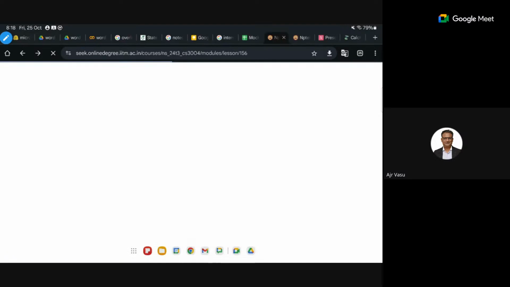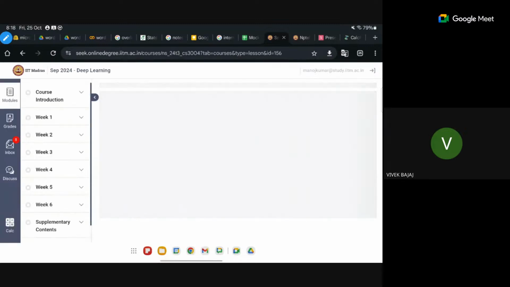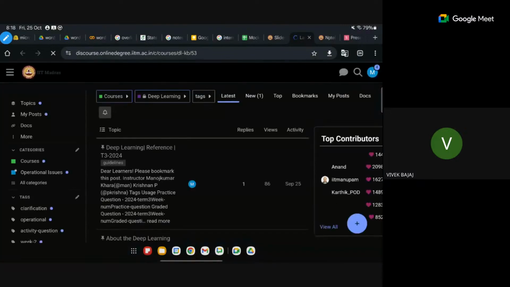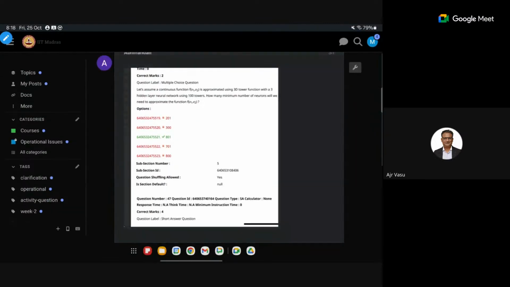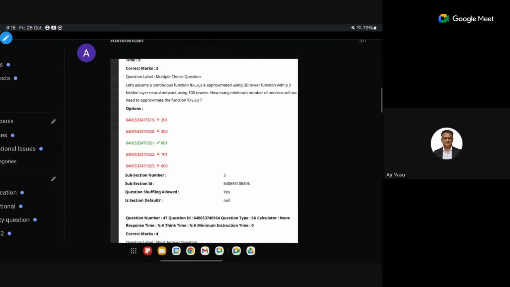I've not seen the discourse, I've just heard it from people around. But my interpretation was it should be 801. Somebody gave a heuristic, 2n minus 1, 5n minus 1, something like this. Yes, sir, this is the question.